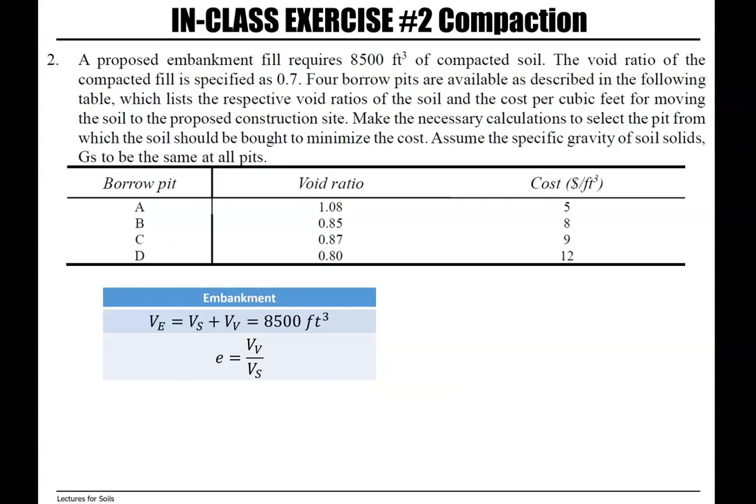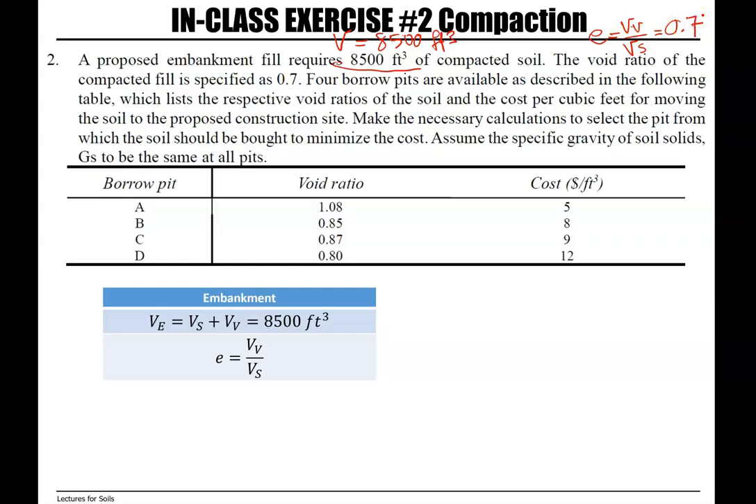Now let's look at another example. A proposed embankment fill requires a total volume of compacted soil of 8,500 cubic feet. So total volume is 8,500 cubic feet. That is the volume of compacted soil. The void ratio of the compacted fill, void ratio was volume of void divided by volume of solids.